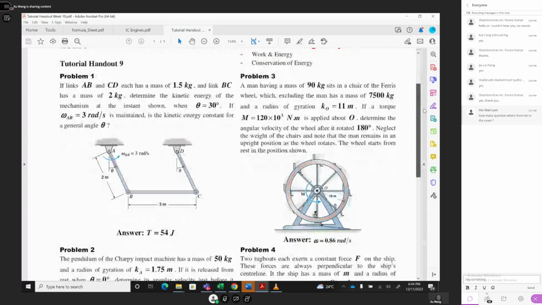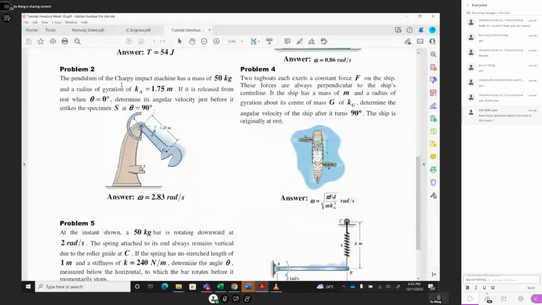Question 2: a pendulum of the Charpy impact machine has a mass of 50 kilograms and a radius of gyration k_A equal to 1.75. You know M and you know k_A, and M k_A squared gives you the rotational inertia straight away. It is released from 0 degrees, a horizontal release, and then determine the angular velocity before it hits this specimen S, hit here.